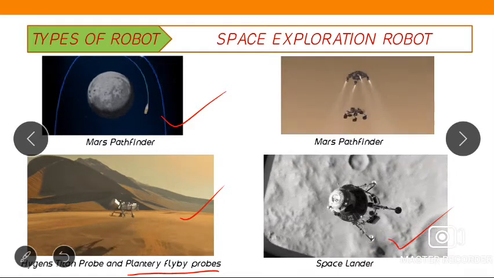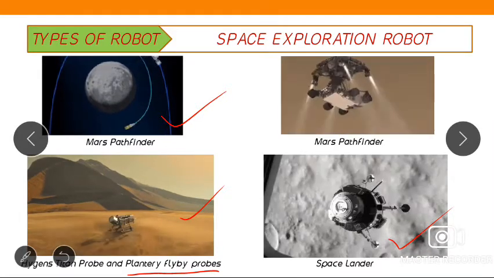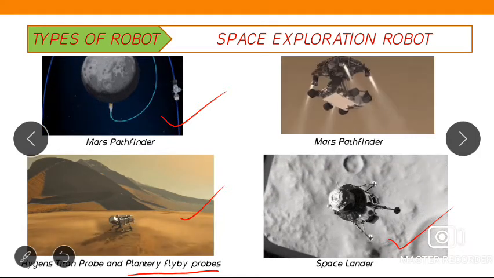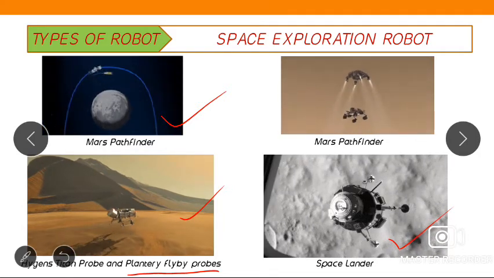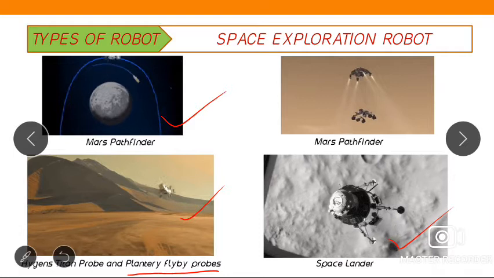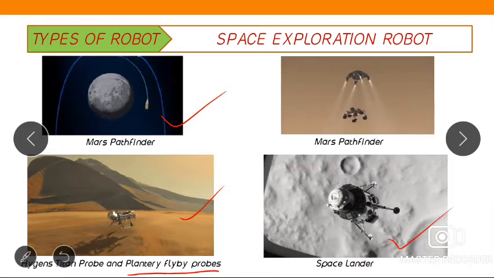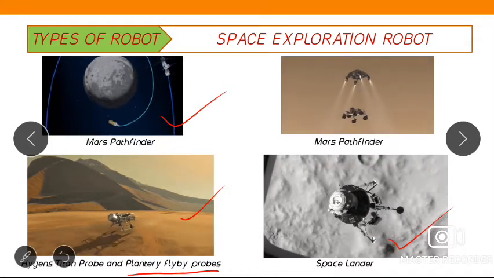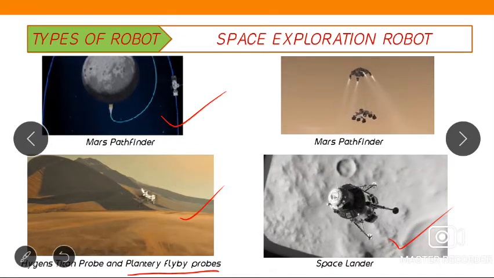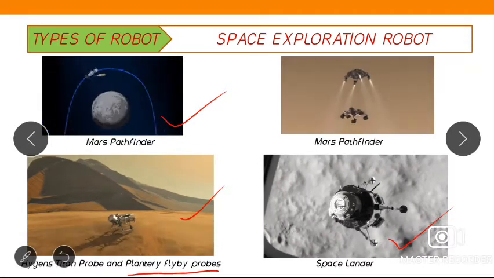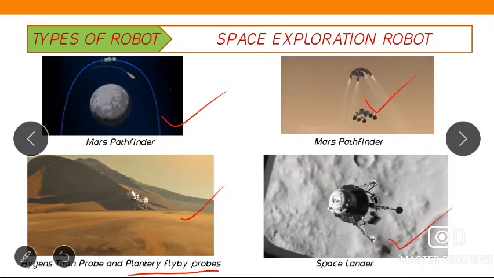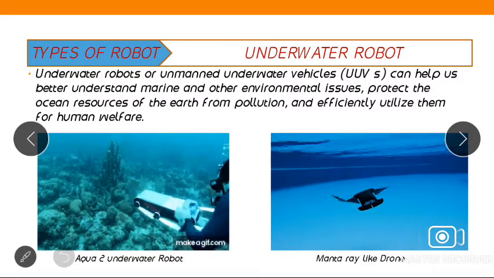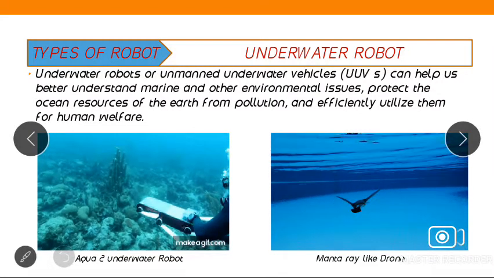So space landers automatically sense the parameters from the space, and according to that they find a place where they can easily land the spaceship, okay, without any accident. And this is a rover they are delivering with the use of a space lander. Now let's go to the next application, that is underwater robots.